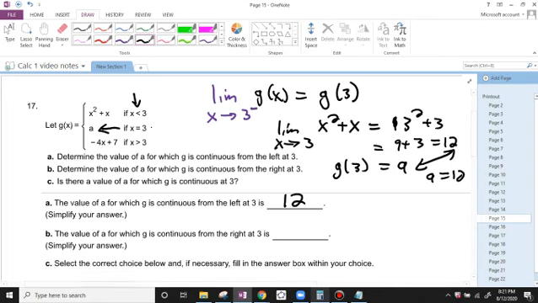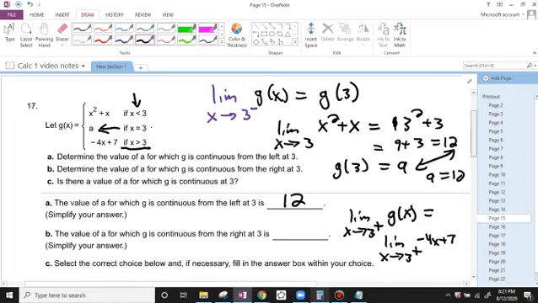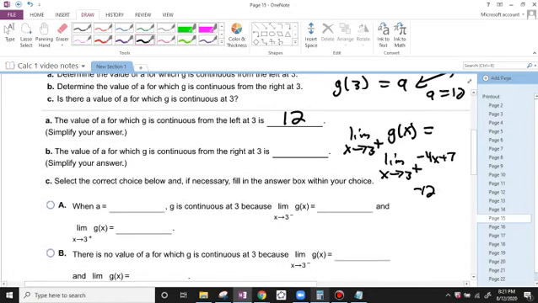Now, if we want g continuous from the right, we need to take the limit as x goes to 3 from the right, taking values of x that are larger than 3. We would look at this branch. And so that would be the limit as x goes to 3 from the right of negative 4x plus 7. Plugging that in, that's negative 12 plus 7. That's negative 5. And so a would have to be negative 5.